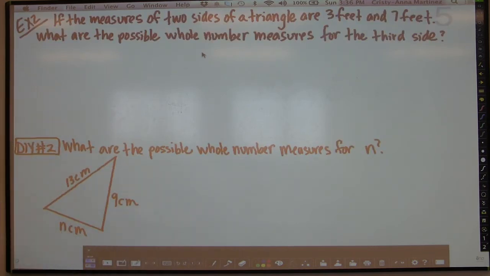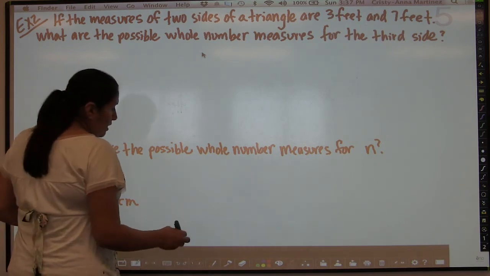Okay, so this one says, if the measures of two sides of the triangle are given, so they're given to be 3 feet and 7 feet, then what are the possible whole number measures for the third side? That might sound weird to you, but basically what's happening is that when the lengths of two sides of a triangle are known, like we know the 3 feet and the 7 feet, then the third side can be any length within a range of values. So what they're basically asking us for is that range of values. And we can use the triangle inequality theorem to determine what that range of possible lengths is for the third side.